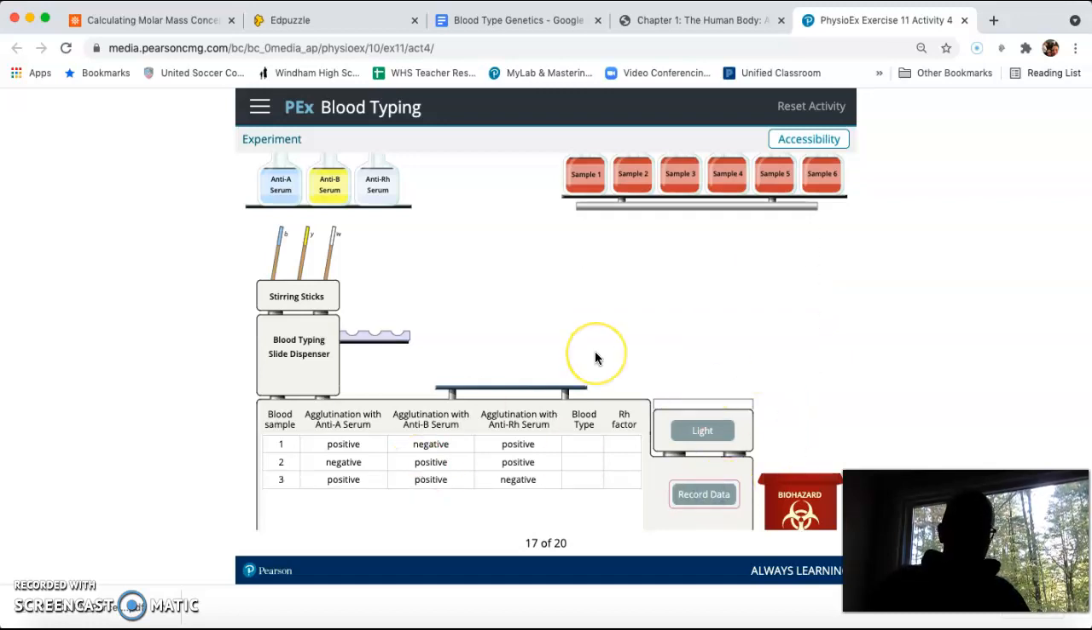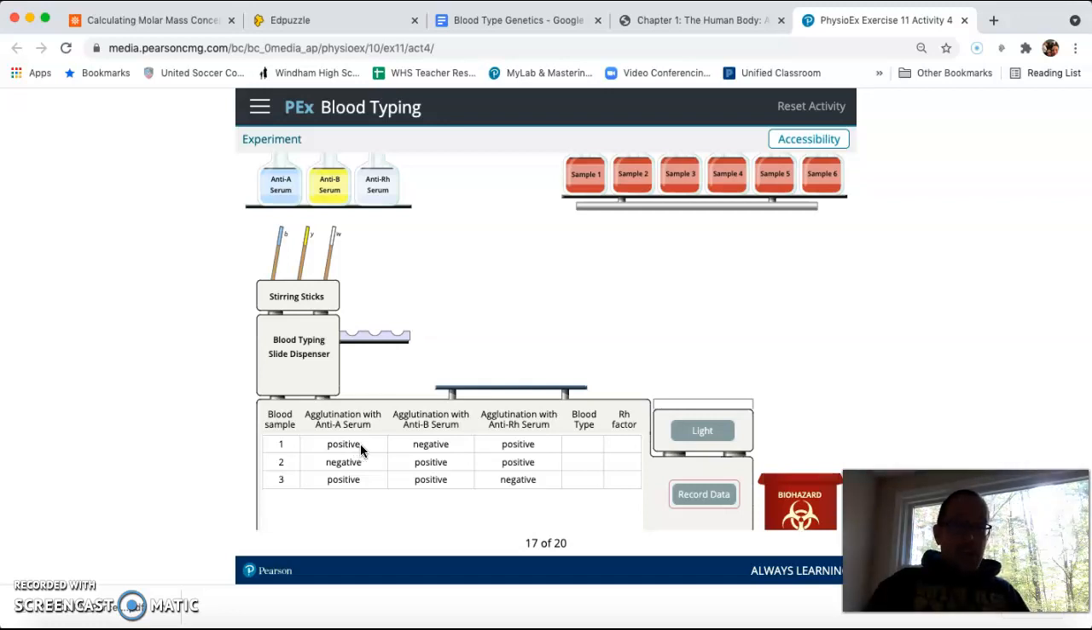Okay, so I'm going to go ahead and wrap up the testing part there in the interest of time, but let's break this down. So if we have agglutination with the anti-A serum, the anti-A antibodies, that means this blood does have the A antigen, so it's at least A. If we don't have agglutination with the anti-B, which is the case here, then we don't have the B antigen, so it won't be AB. And if we do have agglutination with the anti-Rh, that means we're positive. So this blood type in blood sample 1 would be A positive.